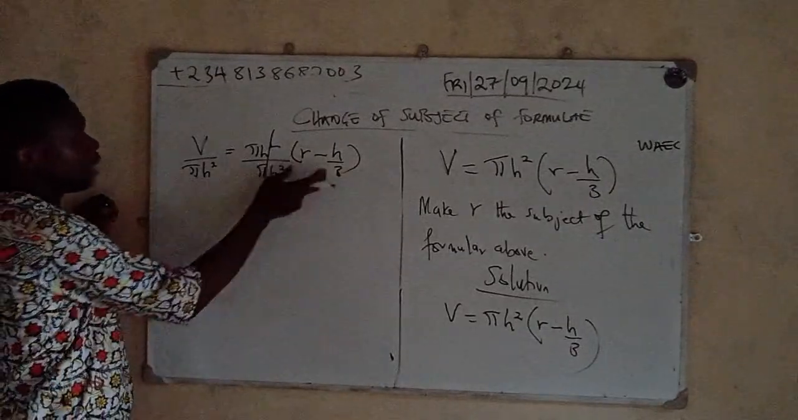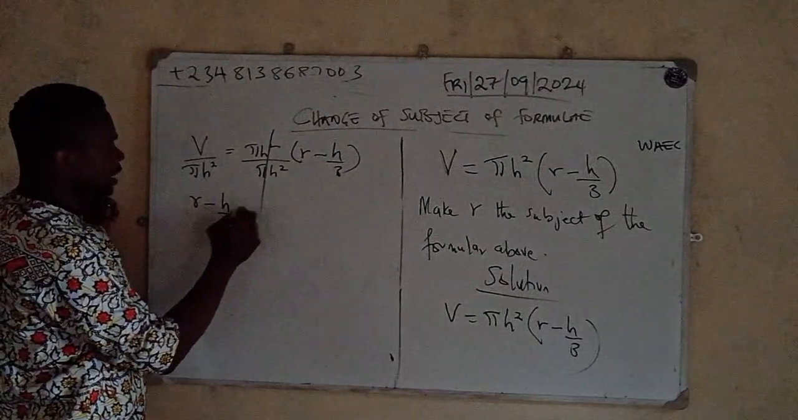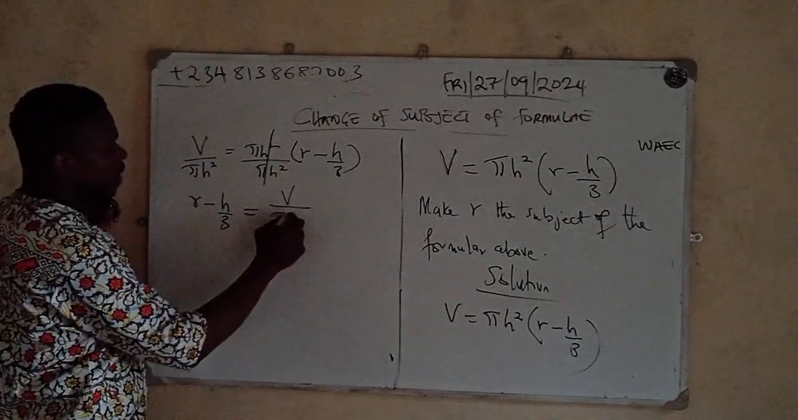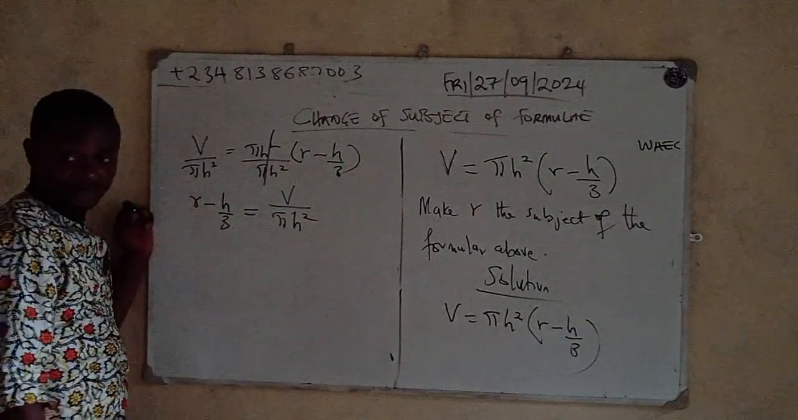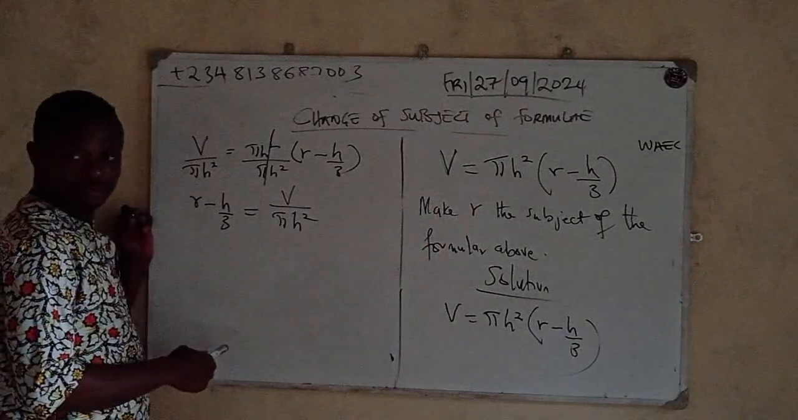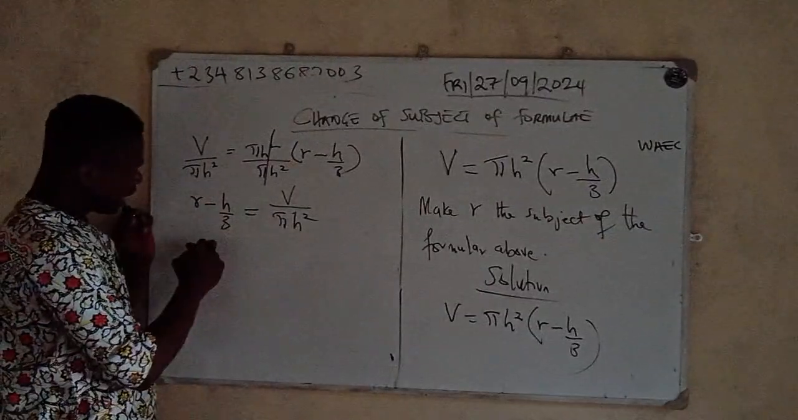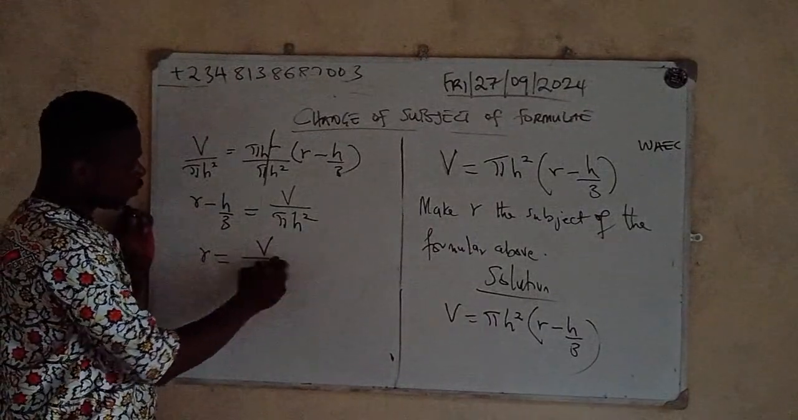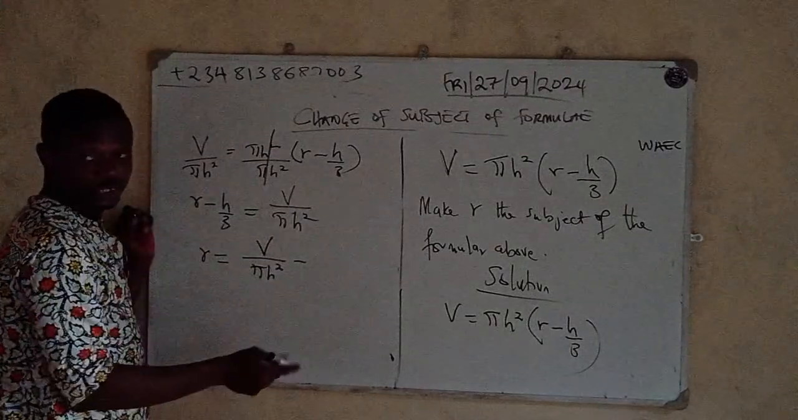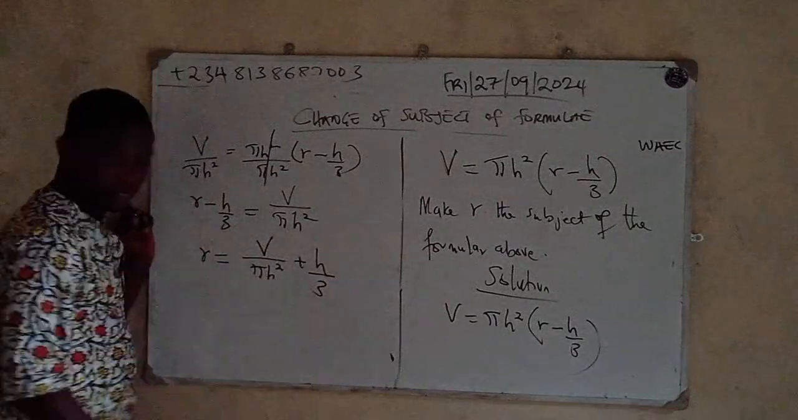So we can move this 3 to the other side, okay? We have that r minus h over 3 is equal to what? V over what? Pi h squared. Is it clear? Good. Let's free this r. This minus will come to this side, right? So r is now equal to what? V over what? Pi h squared. And if it comes here, it becomes what? Plus, right? Plus h over what? 3.